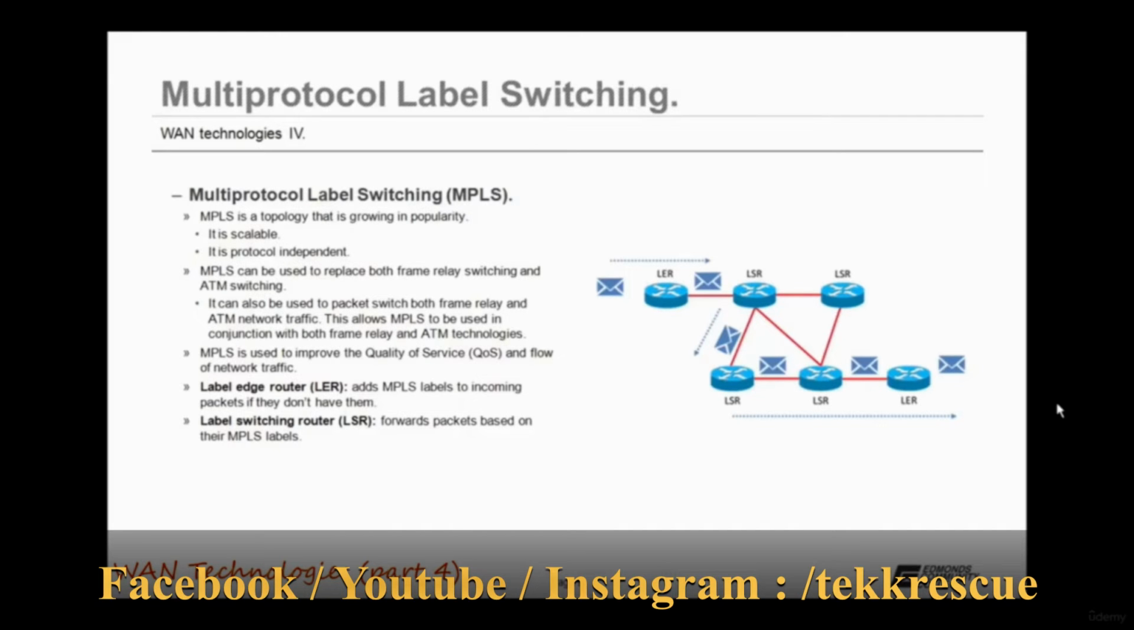MPLS is often used to improve quality of service and flow of network traffic. It uses a label edge router to add MPLS labels to incoming packets if they don't have them. The label edge router then passes those packets onto a label switching router or LSR router. The LSR forwards those packets based on their MPLS labels to their final destination.